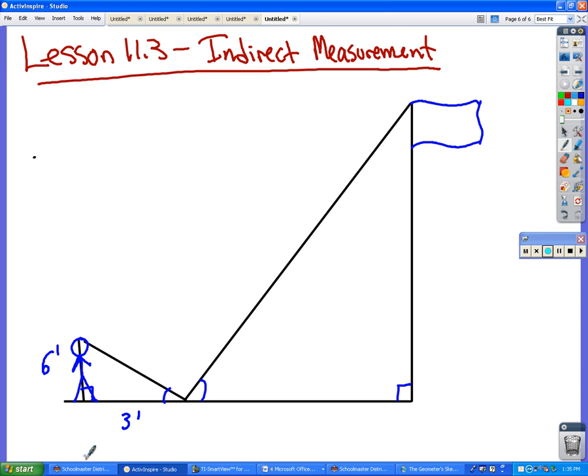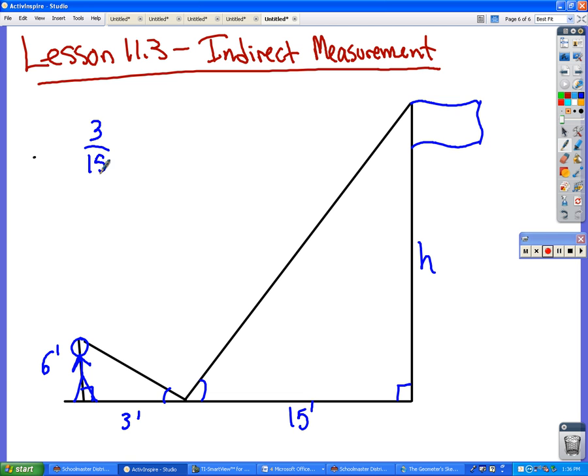Okay. Don't say it, think it in your head. Greg? How far is this mirror from the flagpole? 15. Oh, he was thinking 21. Okay. All right. Then we can very easily set up a proportion and use that to figure out the height of the flagpole. What would that proportion be? 3 over 15.